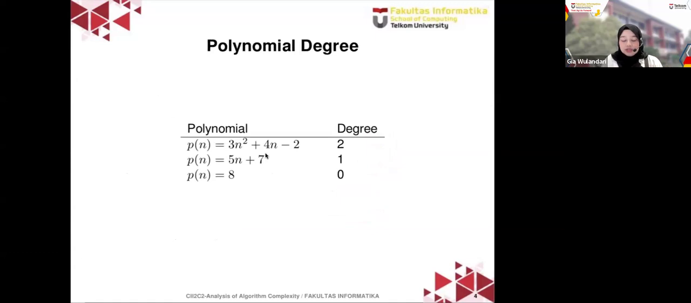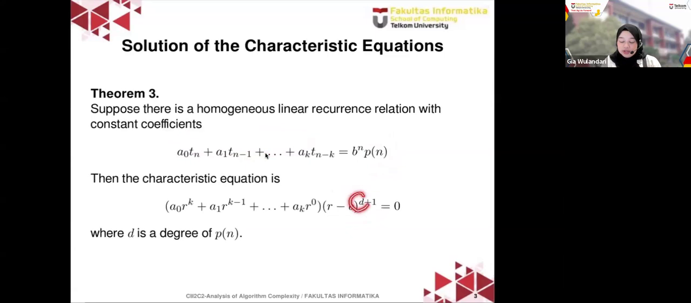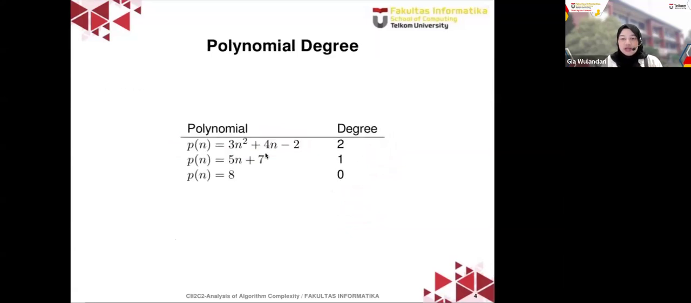So for example, if we have this as the polynomial, then the degree we have is 2, because the highest rank we have is 2. That is the degree we will have for this. Okay, and if we have this as the polynomial, then the degree is 1, because the highest rank we have is 1. And if we have 8 as the polynomial, then the degree is 0, because it is basically just 8 times n to 0, right? So the degree is 0.